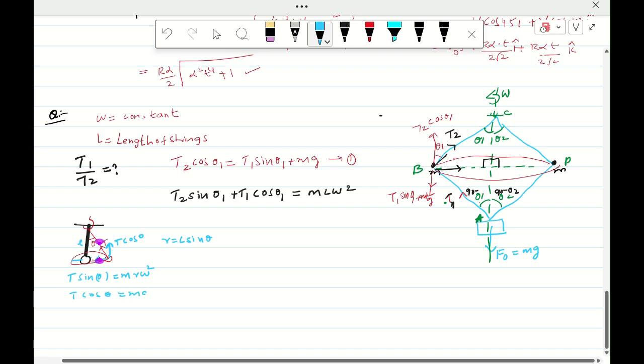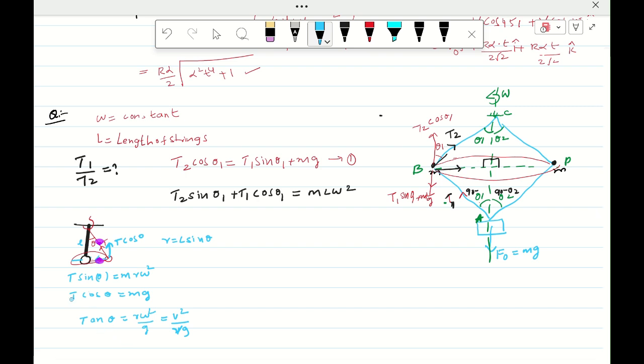If the particle is moving in horizontal circular motion, then tan theta is equal to r omega square by g, that is equal to v square by r g. So this is the tan theta value. Okay, here and here, the tension I want to find out.